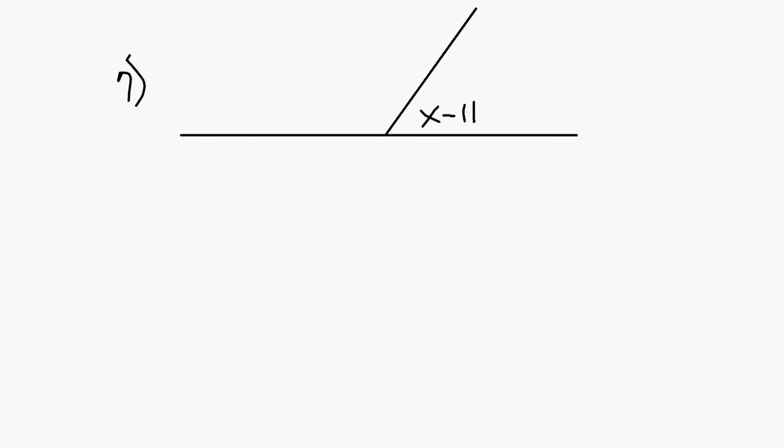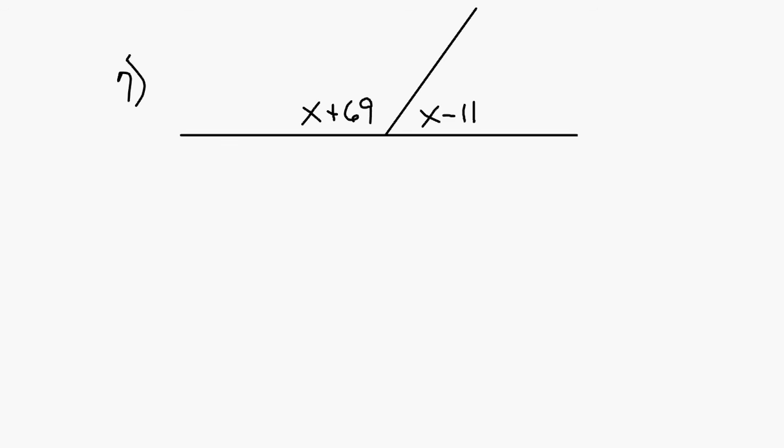Number 7. Number 7 says that angles 1 and 2 are a linear pair. If 1 and 2 are a linear pair, then draw a picture of a linear pair, which looks like this. Angle 1's on the left, angle 2's on the right. It doesn't matter. The problem says that angle 1 is x minus 11. Angle 2 is x plus 69. Find the measure of each angle.